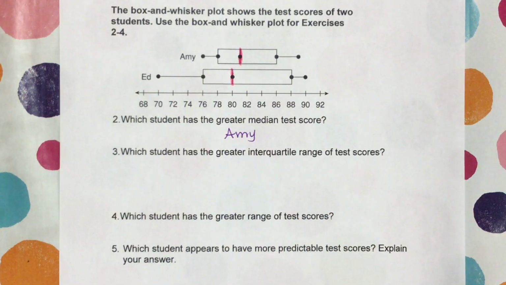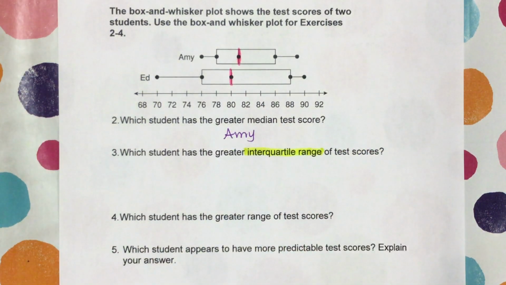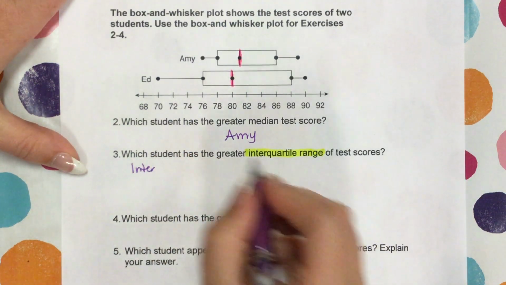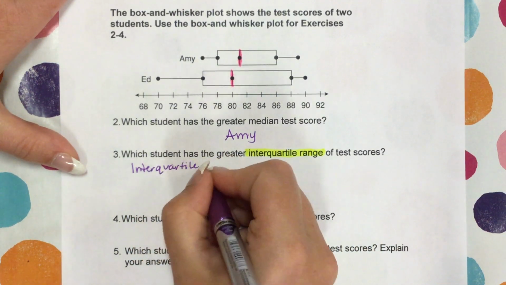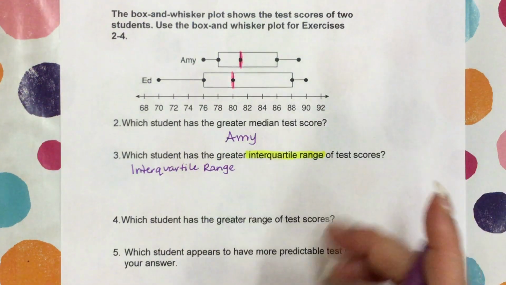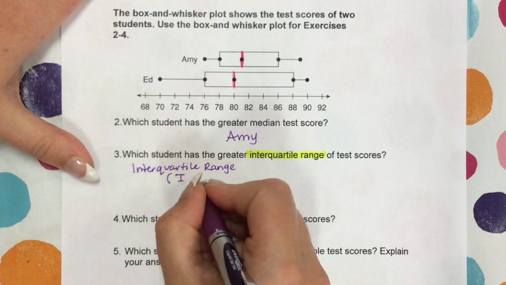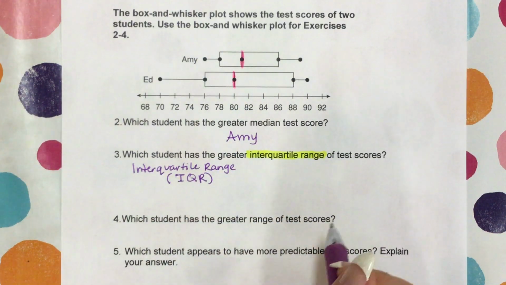Okay? Number 3 says, which student has the greater interquartile range of test score? Now, this is a new term, the interquartile range. And what the interquartile range is, interquartile range. Now, I'm going to give you an abbreviation for the interquartile range that we're going to use. It's IQR. That is what we're going to write for the interquartile range.